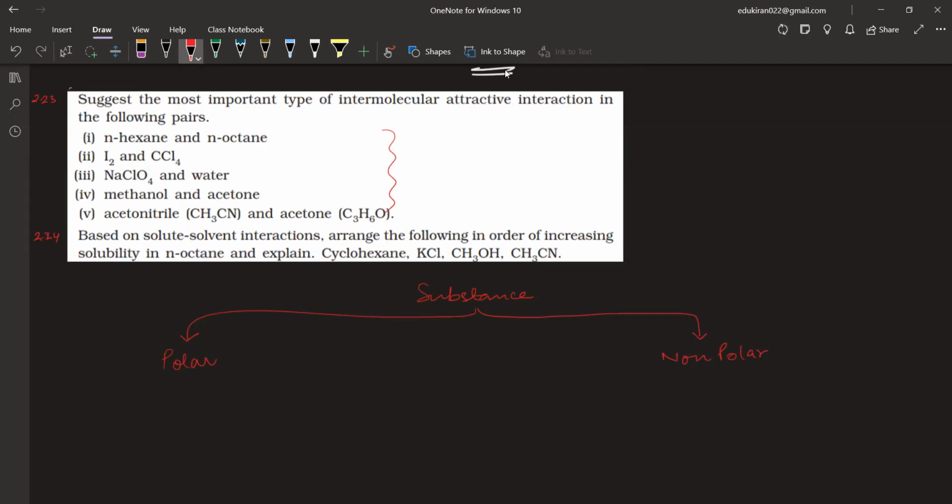Now, when you have polar molecules, you can have either of two interactions. You can either have a dipole-dipole interaction, and if there is a bond between hydrogen and either fluorine, oxygen, or nitrogen, then you will be having hydrogen bonding. In non-polar molecules, you will have only one attractive interaction, and that will be the dispersion forces, or London dispersion forces.